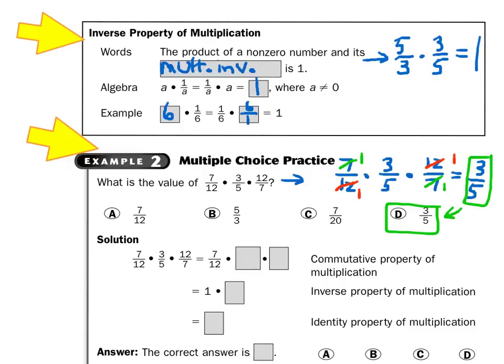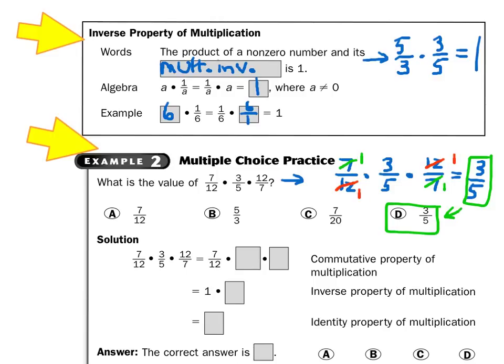And here's the cool part. As long as you match up a numerator, a top number, with a denominator, you can cross cancel. So 7 divided by 7 gives me 1. Over here I could match up this 12 on top with the 12 on the bottom. And so 12 divided by 12 gives me 1.